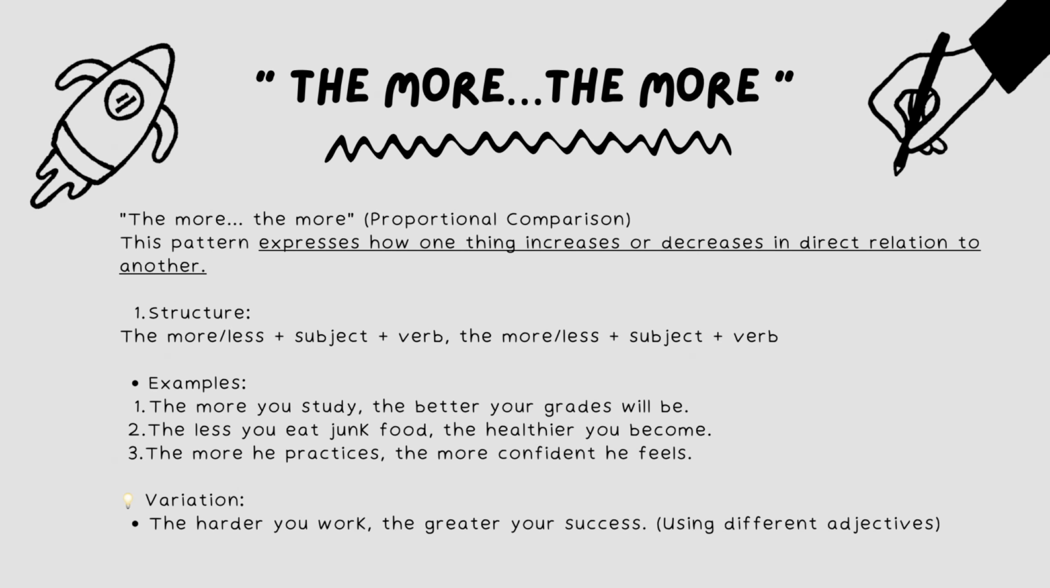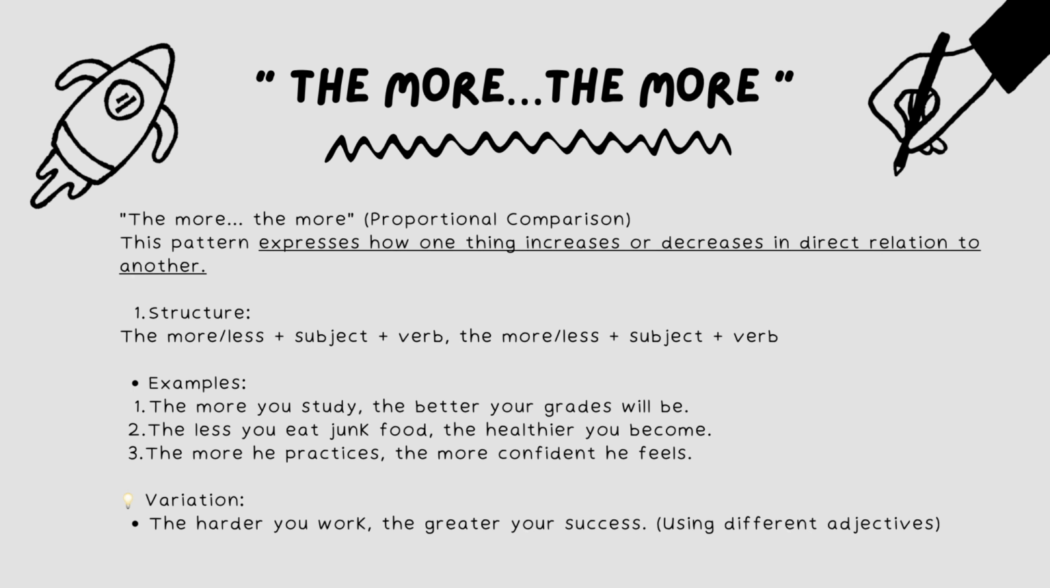The more... the more: proportional comparison. This pattern expresses how one thing increases or decreases in direct relation to another. 1. The structure: the more or less plus subject plus verb. Example 1: The more you study, the better your grades will be. The variation: the harder you work, the greater your success.